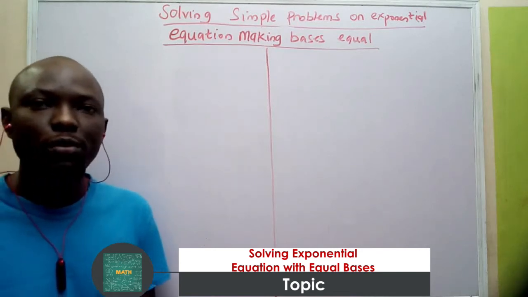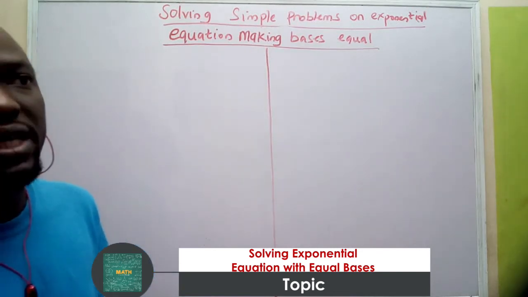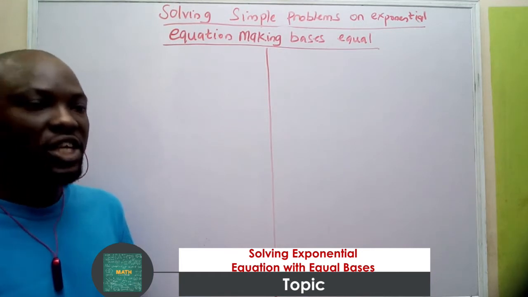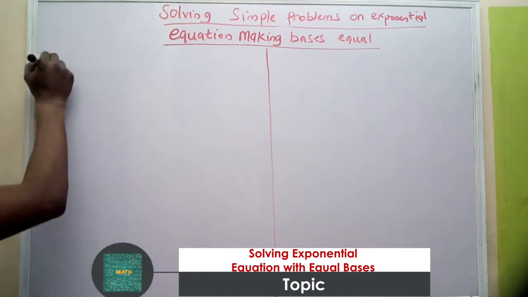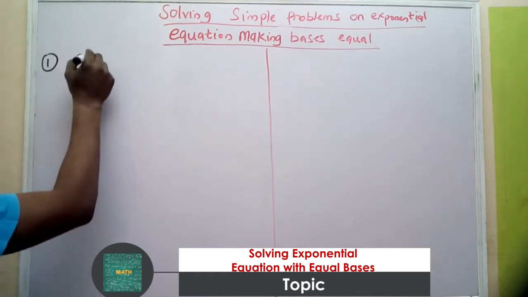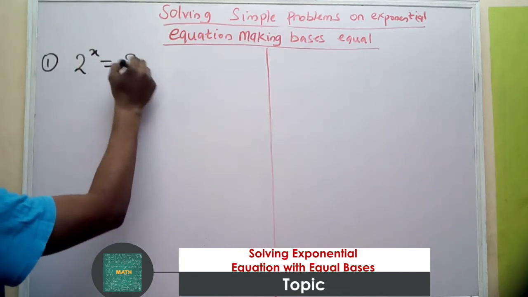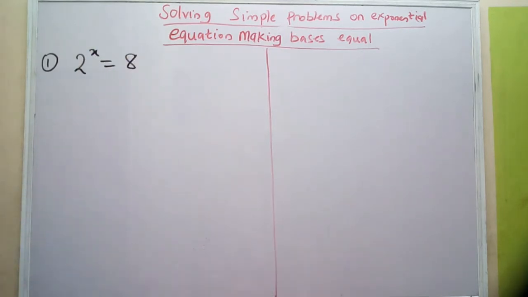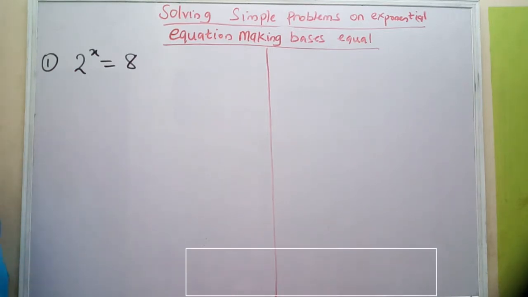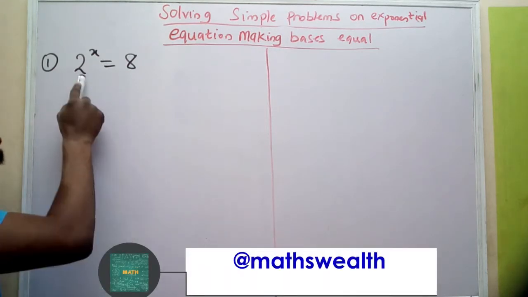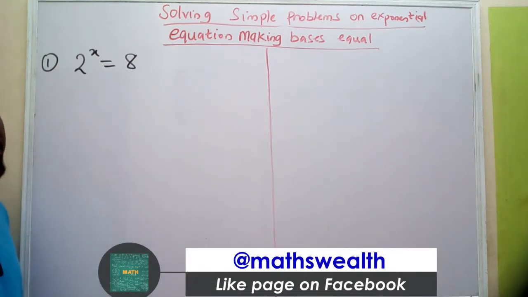We want to solve simple problems on exponential equations, making bases equal. Let's take the first question, 2 raised to the power of x equals 8. Now, if you look at this, I want to find the value of the unknown, which is x. What I need to do is to ensure that the bases are the same.